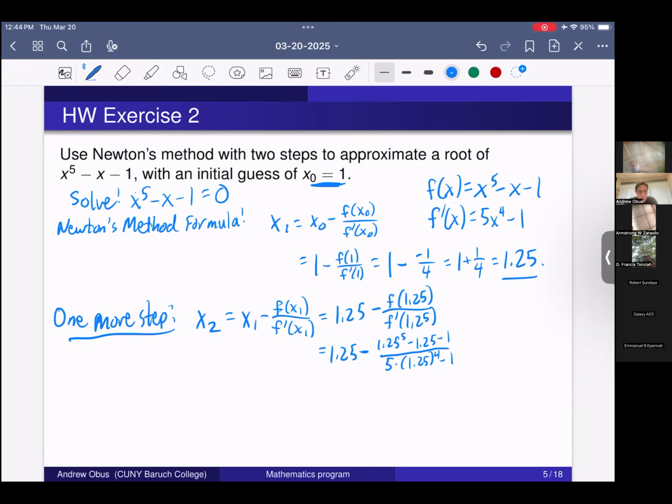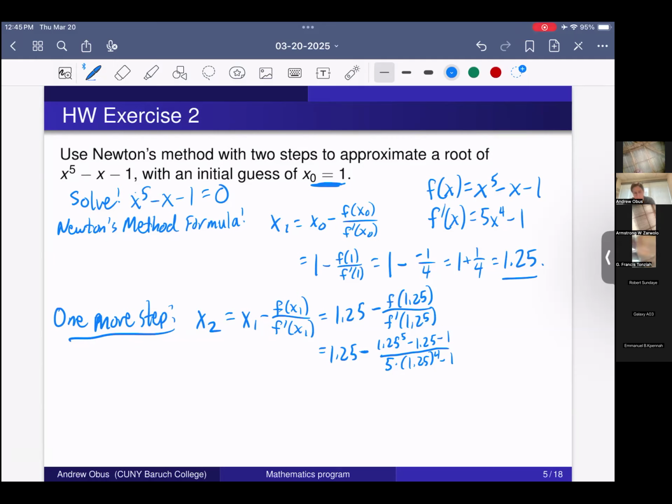So let me actually do this on a calculator, but the point is you can do this just on a regular calculator. You don't need a fancy equation solver. This is just doing multiplication and division, right? So 1.25 to the fifth minus 1.25 minus 1. Let me just write out what this is going to be. 1.25 minus this divided by 5 times 1.25 to the fourth minus 1.